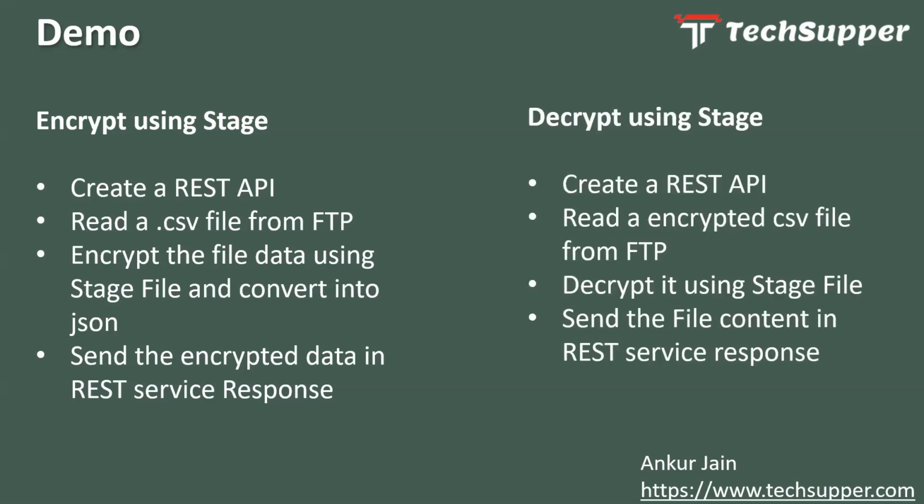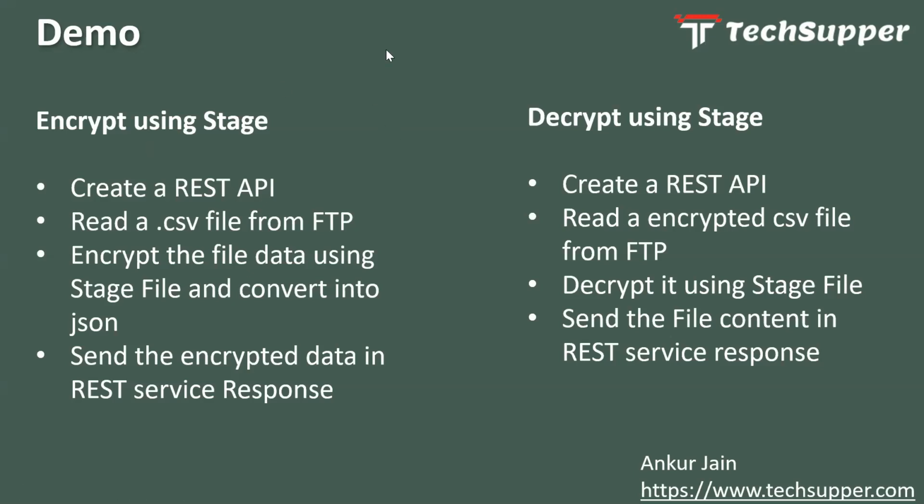Then I will create another integration like decrypt using stage. Then I will create another REST API wherein I will read an encrypted CSV file from the FTP location. I will decrypt the content using stage file action, and then I will send the file content in the REST service response. So I'm going to create two integrations which will describe how to use stage file action and how to use this encryption and decryption. So let's get started and use both the features.